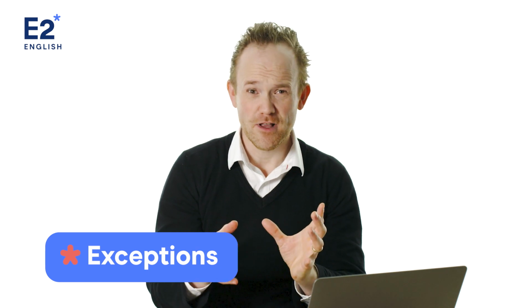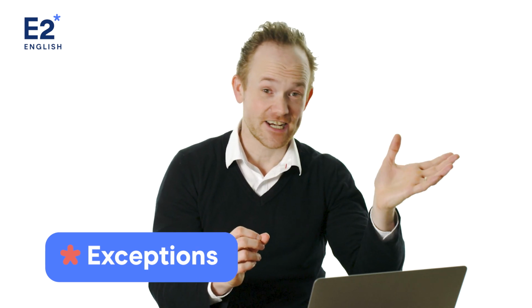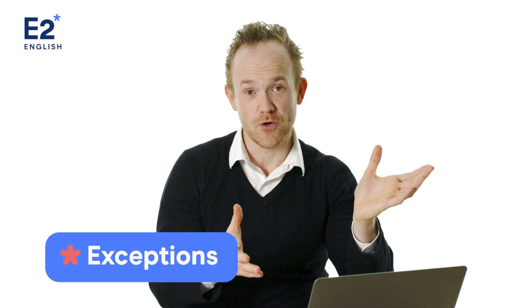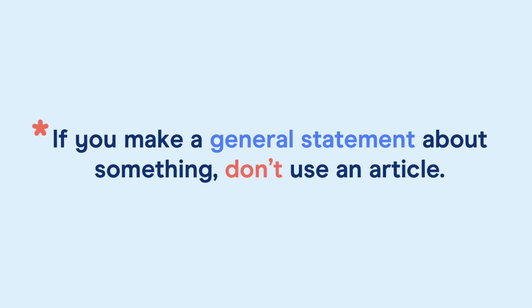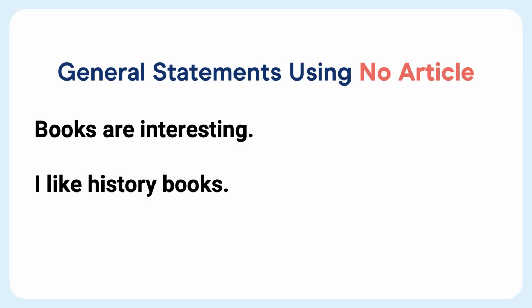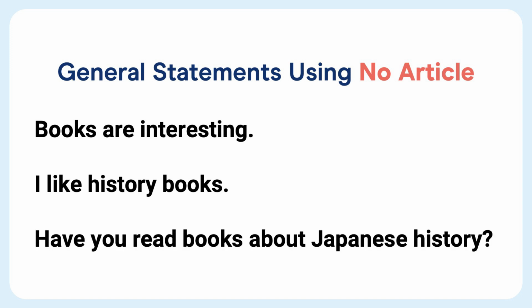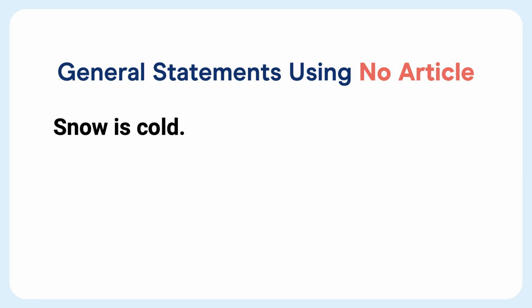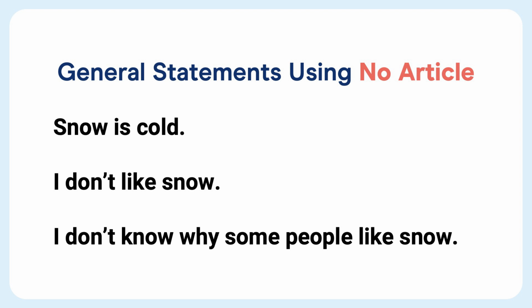So, as an example, the English spoken in Canada is different from the English spoken in South Africa. The main rule that we're looking at here is that if you make a general statement about something, don't use an article. For example, books are interesting. I like history books. Have you read books about Japanese history? Or, snow is cold. I don't like snow. I don't know why some people like snow.